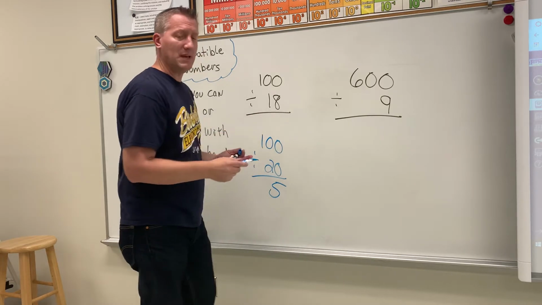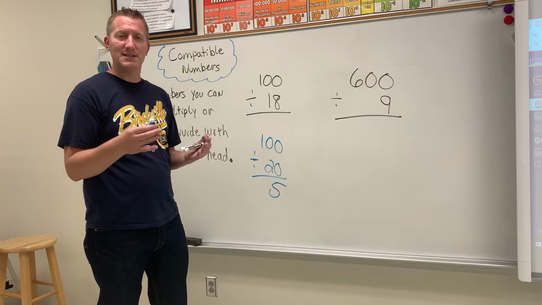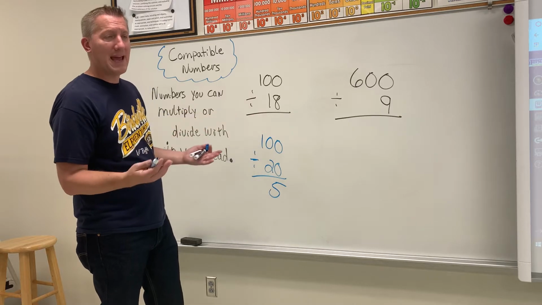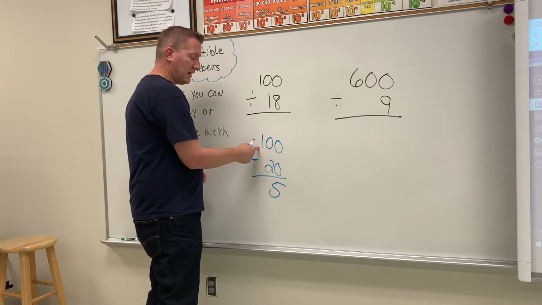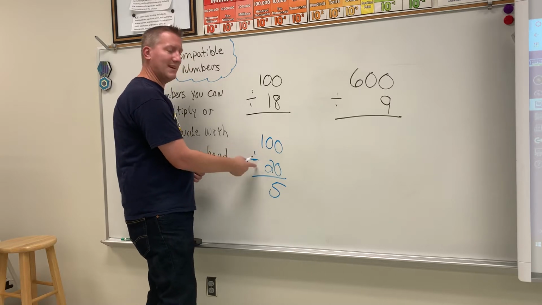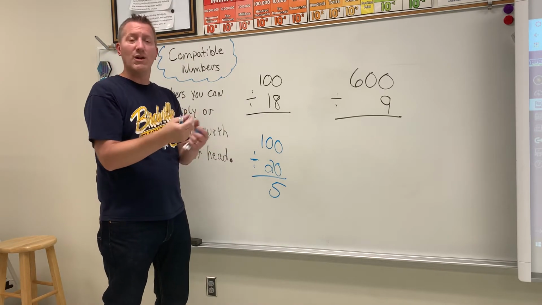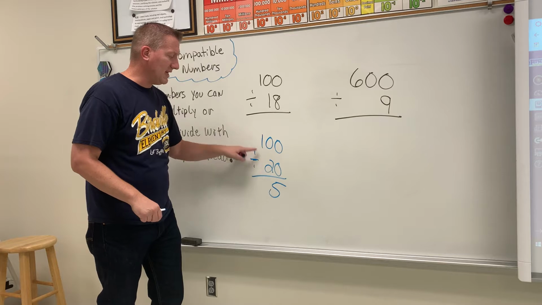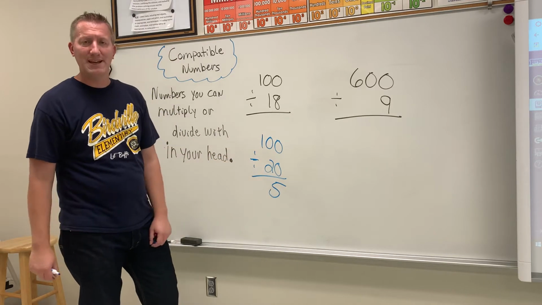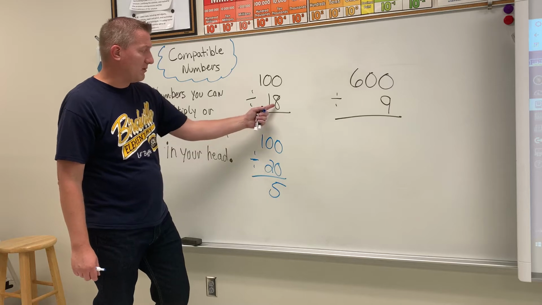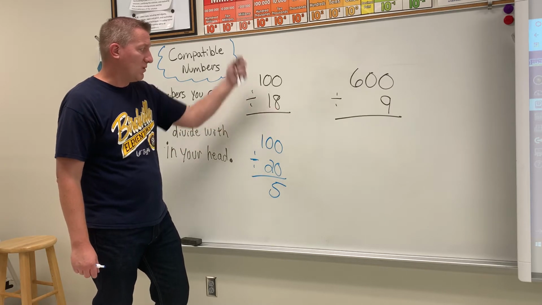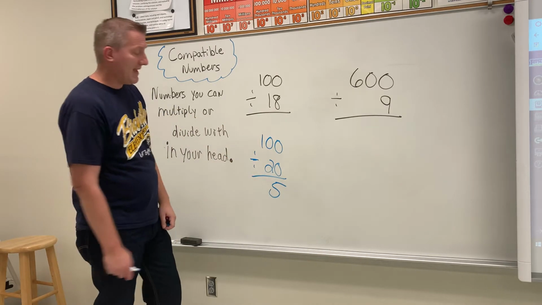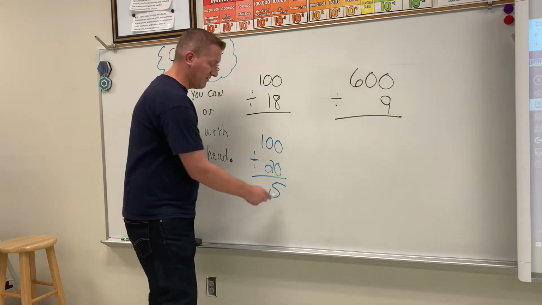So it gives me a good estimate on what my answer will be. It doesn't tell me the exact answer, but compatible numbers are supposed to work so you can do it in your head. You don't have to get a calculator out to work it, or work it out on paper. It's really quick math that you can do in your head. So I would round that, because the 8 is telling the 1 to go up because it's more than 5. So it would round to 20, and 20 I know goes into 100 5 times.